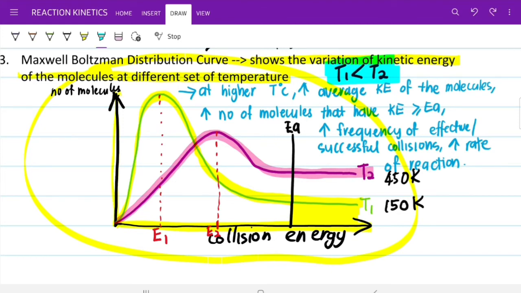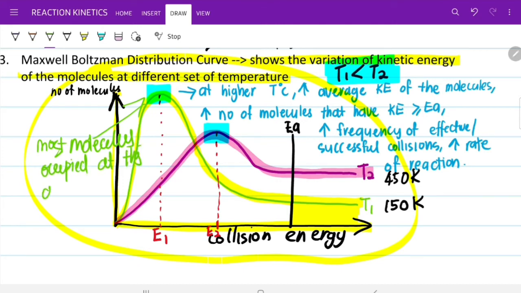As you can see, in both curves there are peaks. Each peak represents the highest number of molecules present at that time. The greatest peak here and the greatest peak here at T2 indicate that most molecules occupy this area, which is at this value of energy. So these are the two peaks.